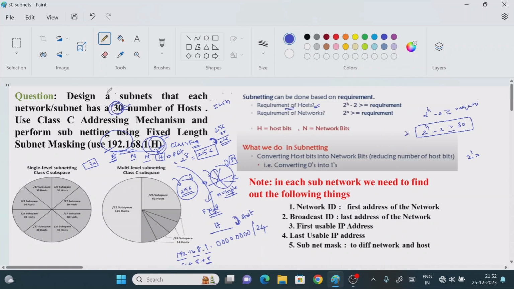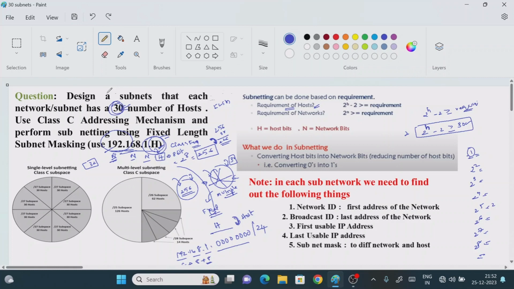Now this is our requirement: minimum support should be 30. Whatever host value h we consider, everything will be in terms of powers of 2 only. Remember, this is an important point. You can take 2 power 1, 2 power 2, 2 power 3, 2 power 4, 2 power 5, 2 power 6, 2 power 7, as well as 2 power 8. Here we have a maximum of 8 bits. This value represents how many zeros we are going to convert into ones.